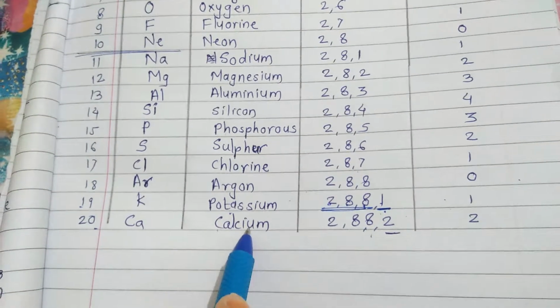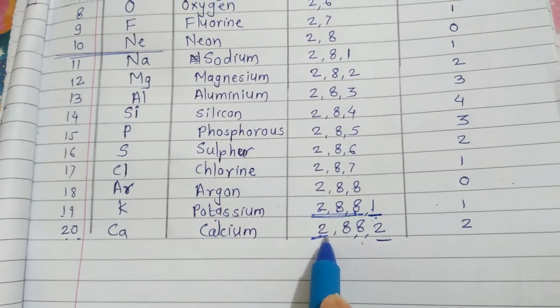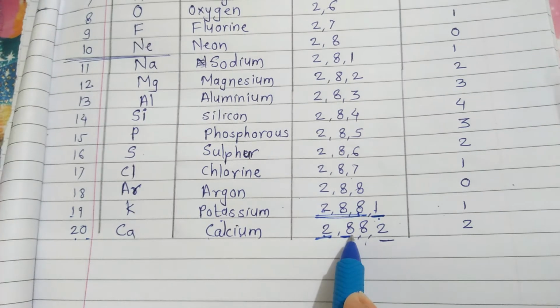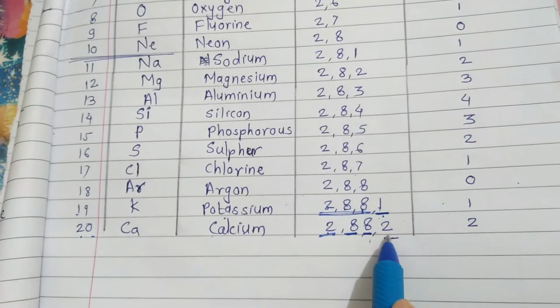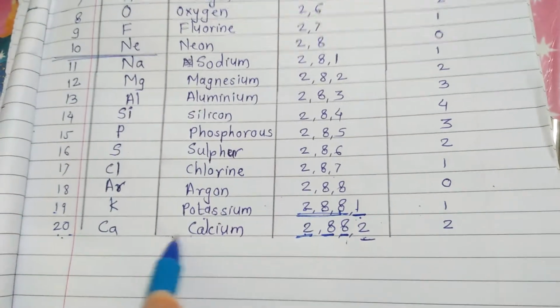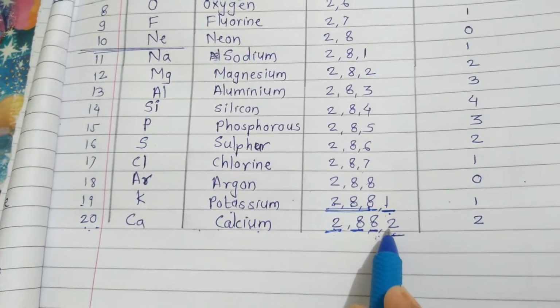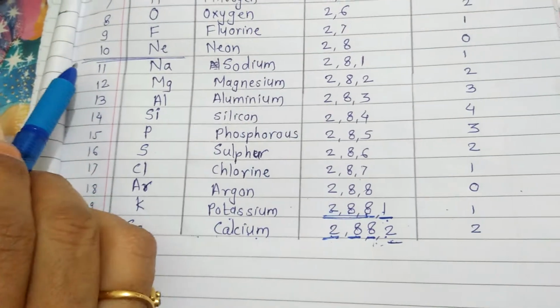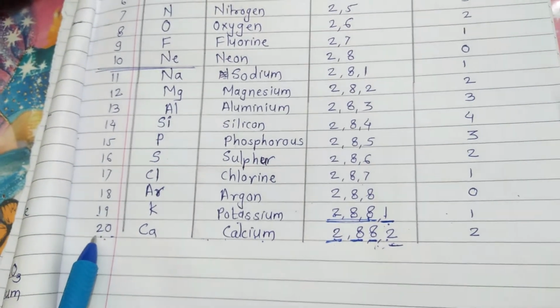Similarly, for calcium, the atomic number is 20. First 2 electrons in the first shell, the next 8 electrons in the second shell, the next 8 electrons in the third shell, and the last 2 electrons in the fourth shell. So calcium has the electronic configuration 2, 8, 8, 2. So this is the electronic configuration of the elements from 11 to 20.